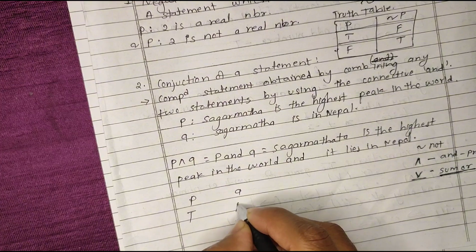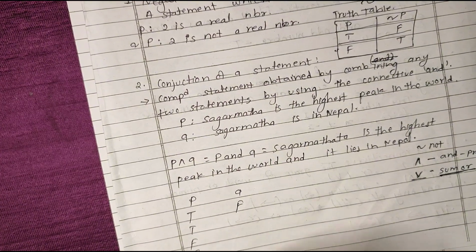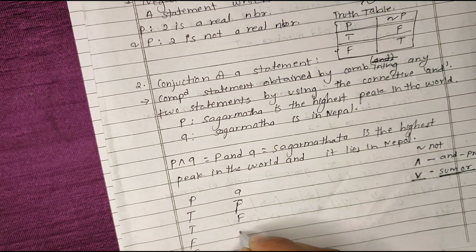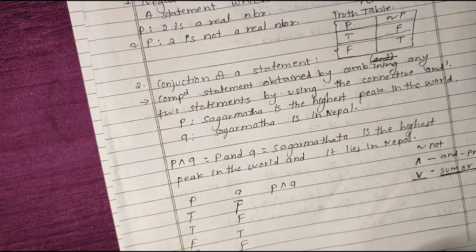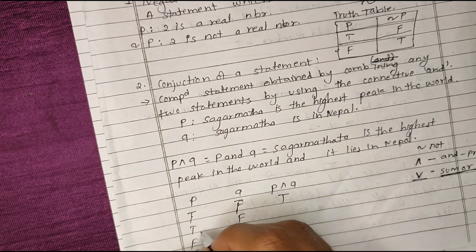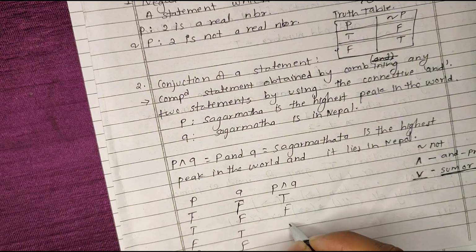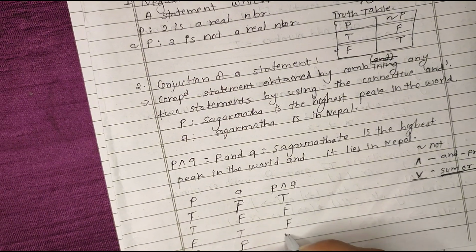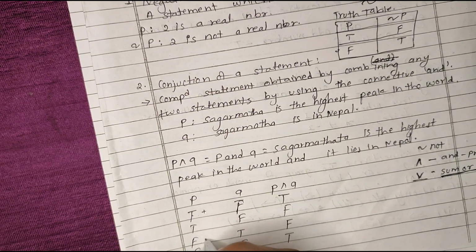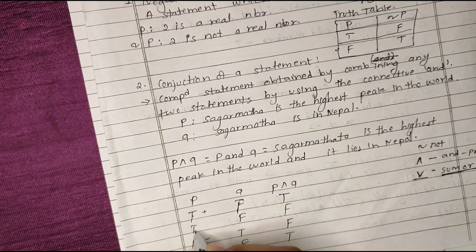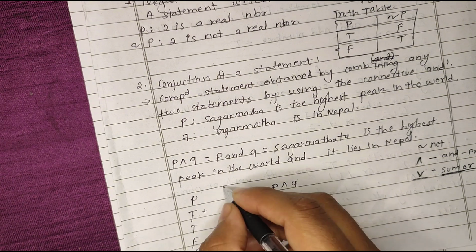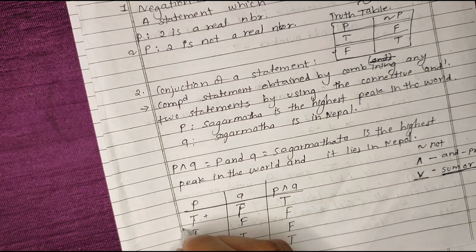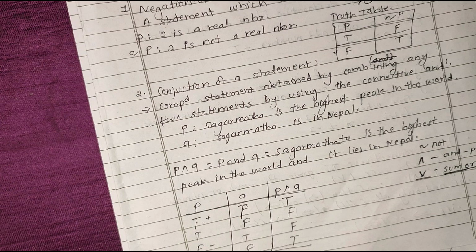P, Q. If P is true, false, false, and Q is true, false, then P and Q is true. Product means multiply. True into true, true into false, false into true, false into false, true. You can take true as plus and false as minus. Plus into minus into plus into plus, minus into minus, plus. This is the truth table of the conjunction. Sorry for the graph.